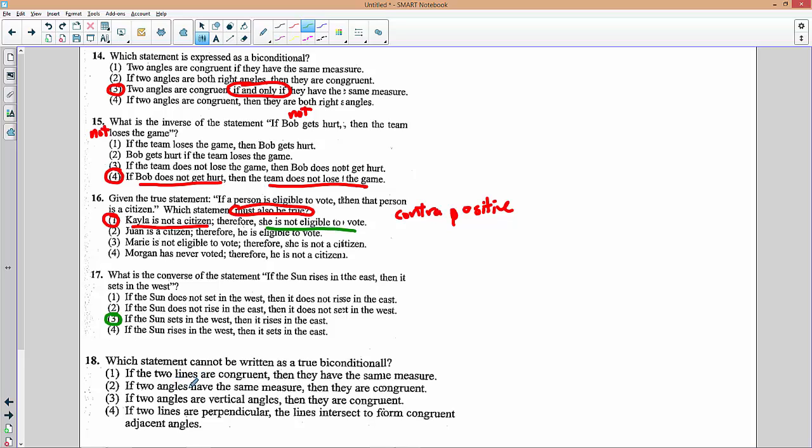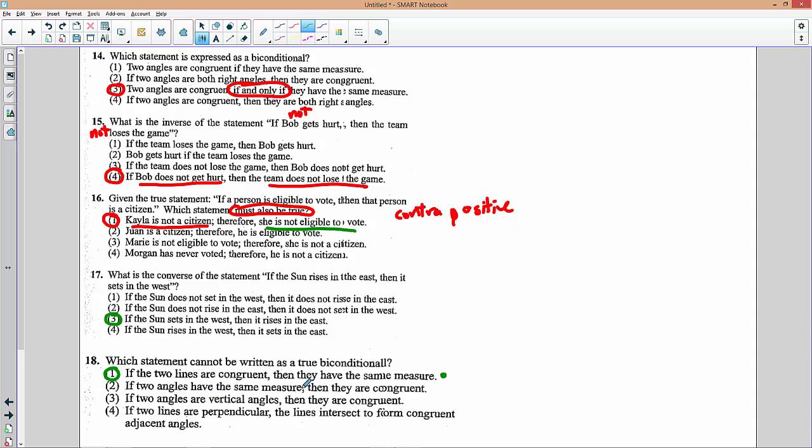Okay, so we have to just look for the one whose converse would be false, right? So number 1, we'll do number 1 first. If 2 lines are congruent, then they have the same measure. Well, actually, lines can't be congruent, so that can't be written as a biconditional right there. So it could be number 1, but let's just check the rest anyway.